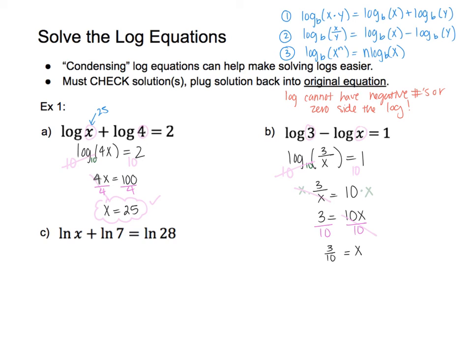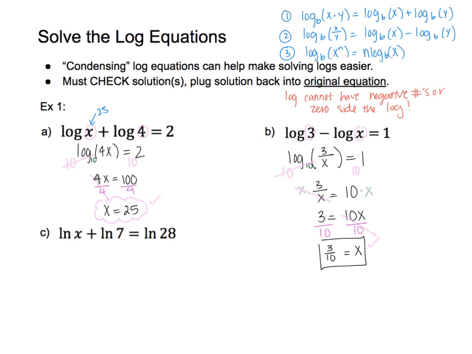Now, let's confirm that this here is the answer. So if I take 3/10, which is a positive number, and I plug it into this x here, it's still going to be a positive number. So this is valid. Here, it's still going to be a positive number whether you plug it in or not.